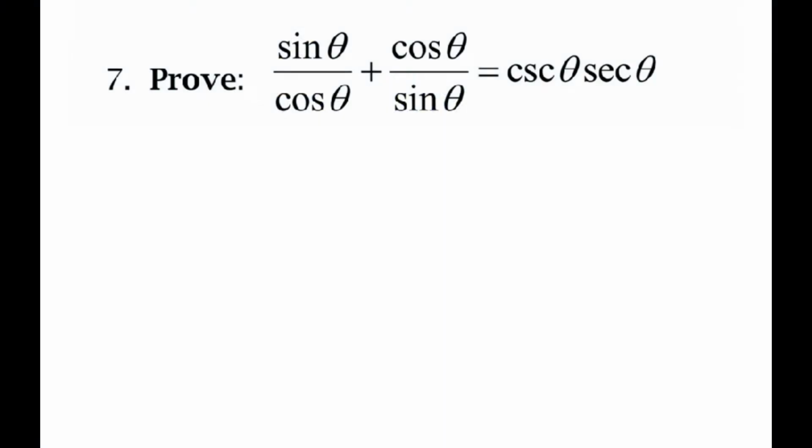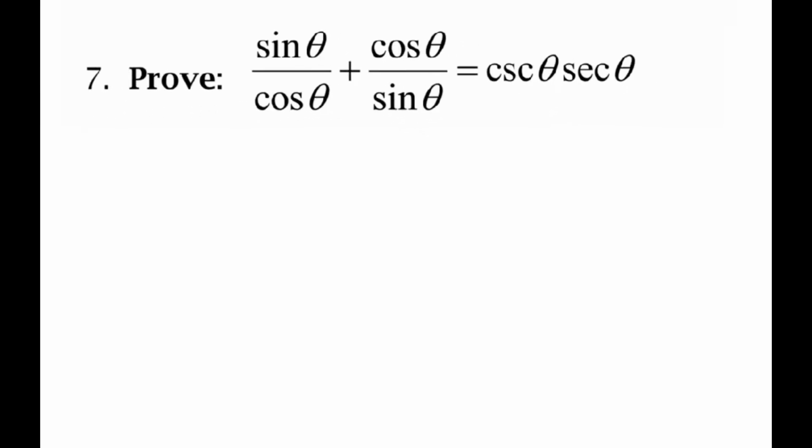So continuing on, number 7, we've got another proof. You look at this, which is the more complicated side? Hopefully you're seeing that the left side is more complicated. So we're going to work on making that look like what's on the right-hand side. Do not do anything to the right-hand side. Don't write it in terms of sine and cosine. Just leave it alone.